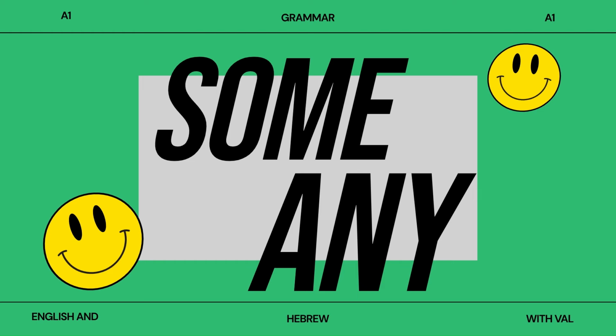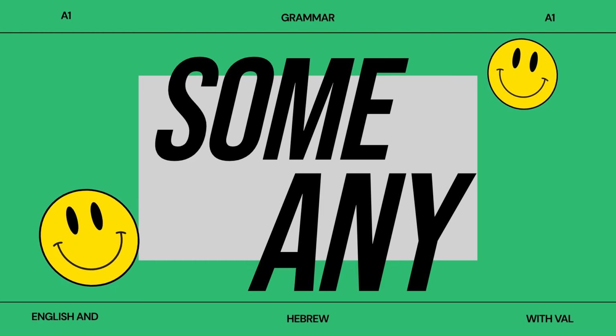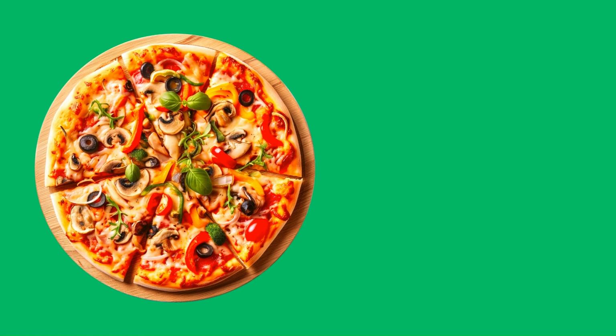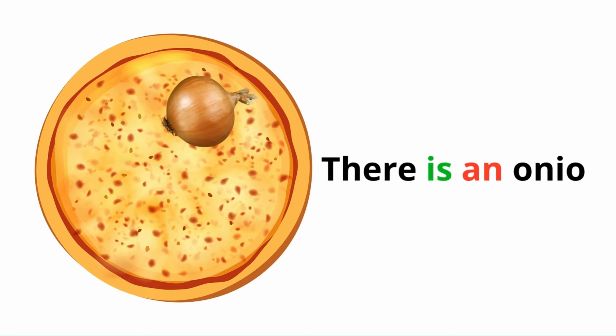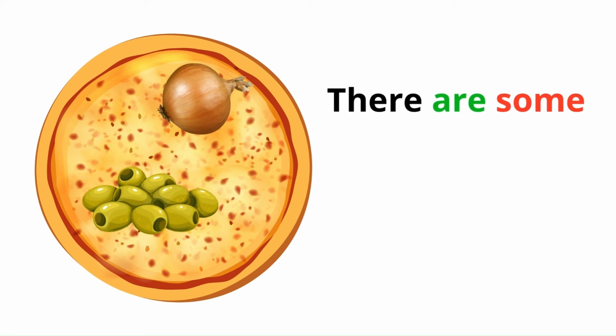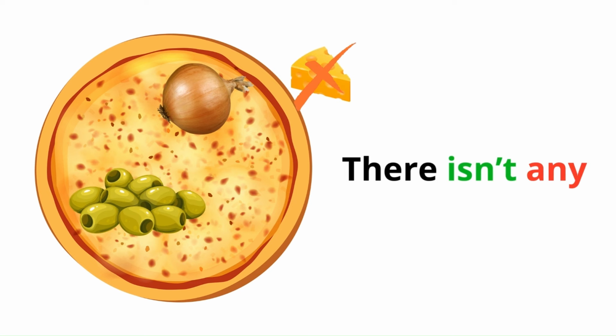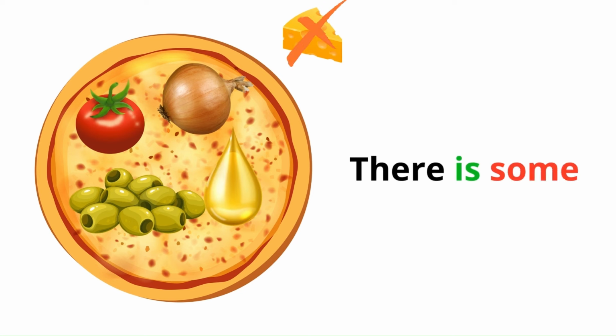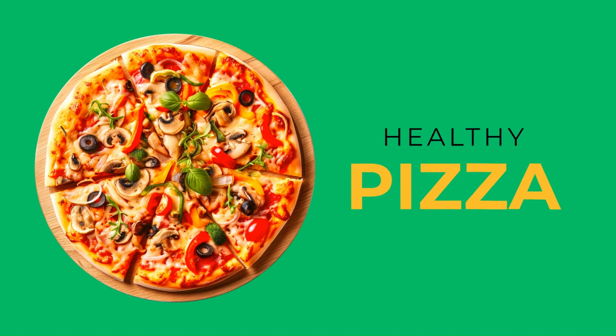It's grammar time. Our topic is "some" and "any". Go. Let's look at ingredients of healthy pizza. There is an onion on my healthy pizza. There are some olives on my healthy pizza. There isn't any cheese on my healthy pizza. There is a tomato on my healthy pizza. There is some olive oil on my healthy pizza. Healthy pizza.